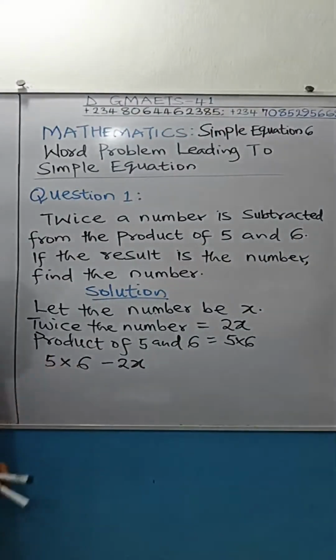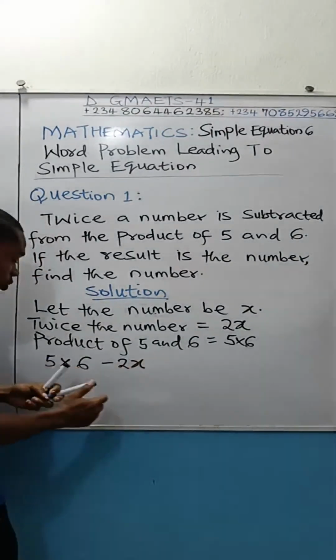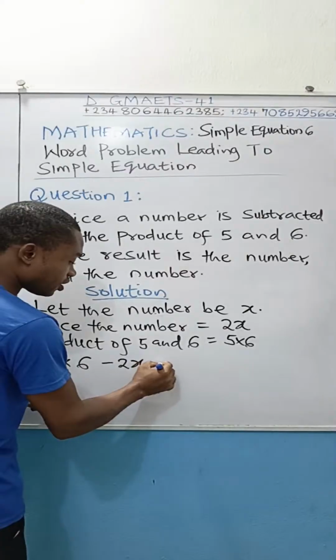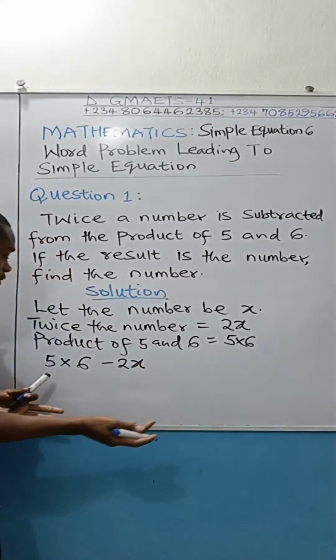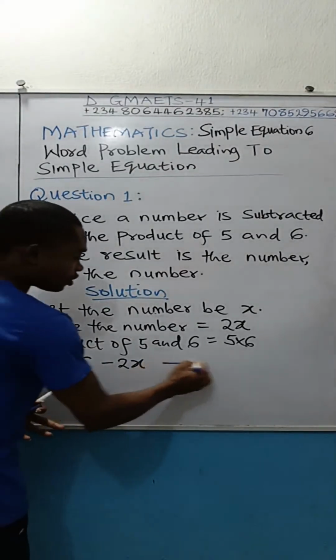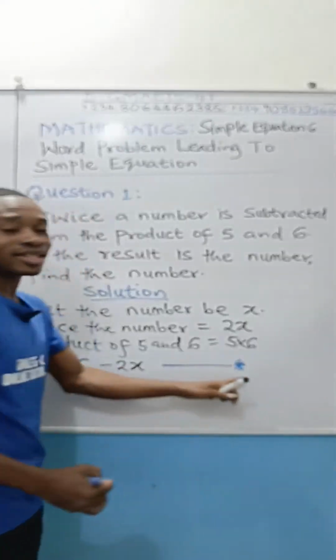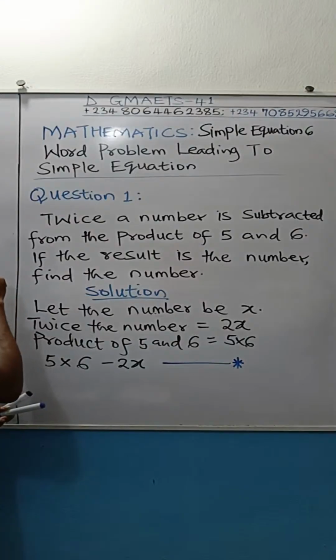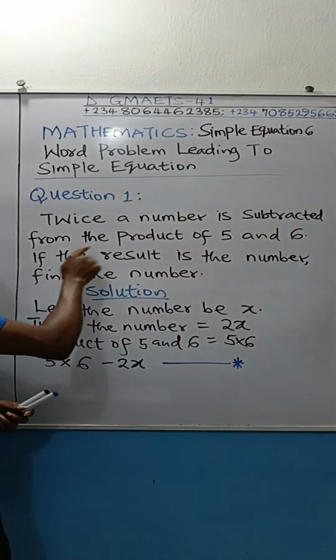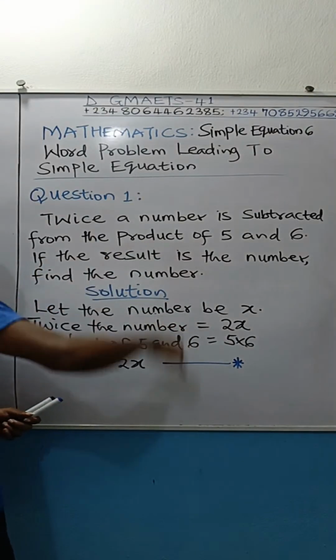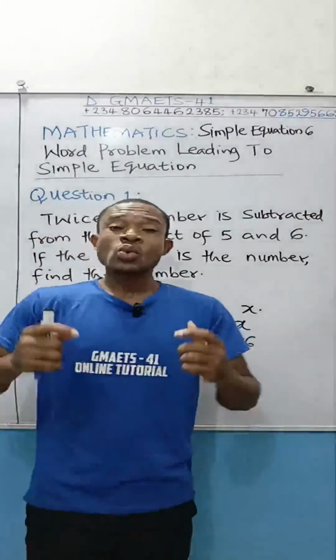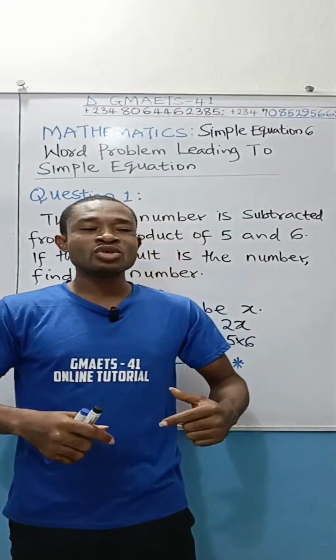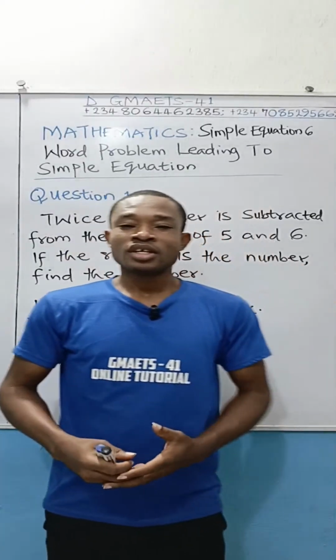Okay, we have explained up to this part. Take note of this. How will I take note of it? Let me just draw a line like this, then I'll put an asterisk. Take note of it. Now the question continues. If the result is the number, what is the meaning of someone telling you the result of something?